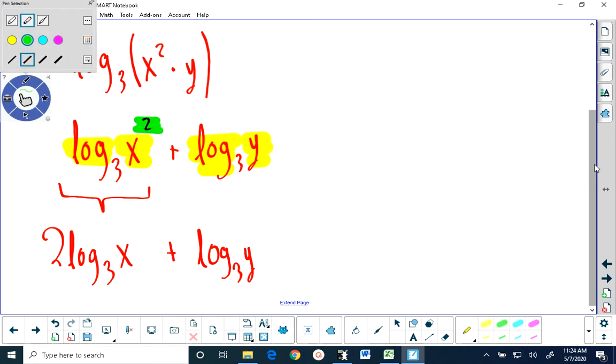Whereas the squared, the 2, is written as a superscript, and the 3's are written as subscripts. Everything is lined up nicely. Anyway, the correct answer is 2 log base 3 of x plus log base 3 of y.